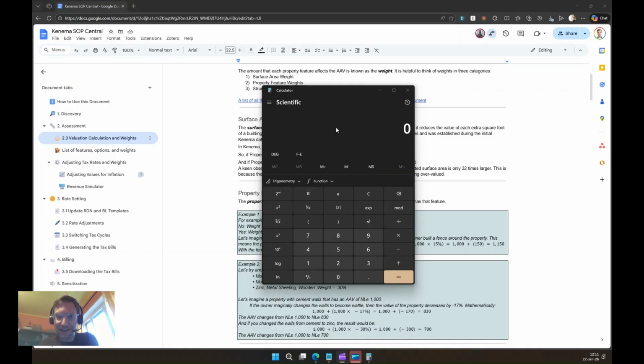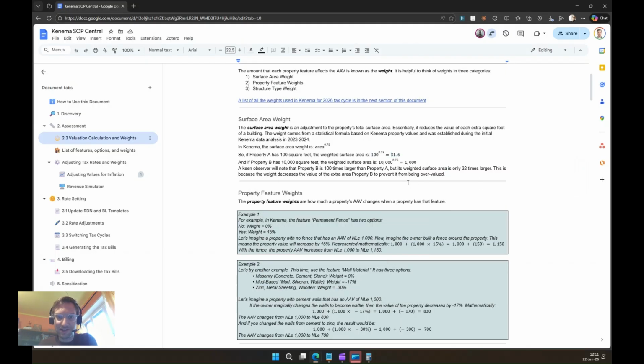So I wanted to show this on a calculator. I have 100, I hit exponentiate. Oops, sorry, hold on. I hit the wrong button. It should be 100. And then I raise it to the power of 0.75, and you get 31.62, right? So that's what we see here, 31.6.